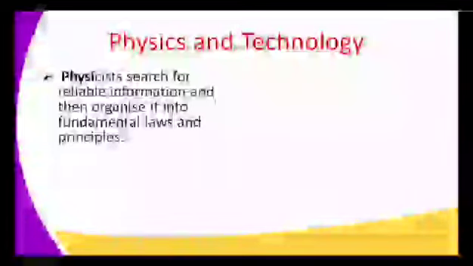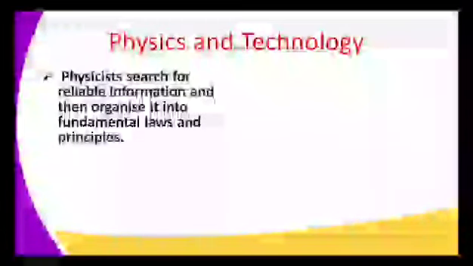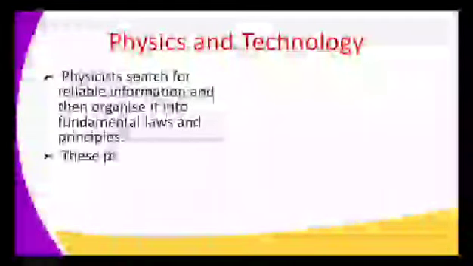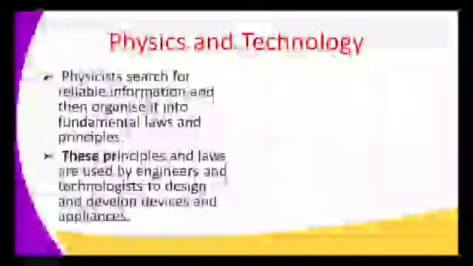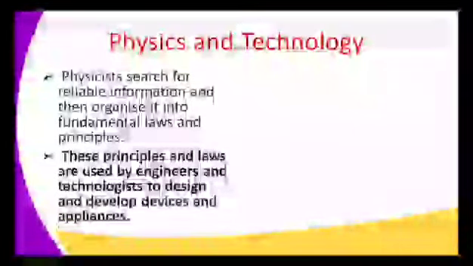Now the other one is physics and technology. They are closely related. Physicists search for reliable information and then organize it into fundamental laws and principles. In physics, laws are developed. You do research, you gather your findings, and then develop the principles and laws that will help explain a scenario or a phenomenon. In technology, these principles and laws are used by engineers and technologists to design and develop devices and appliances.